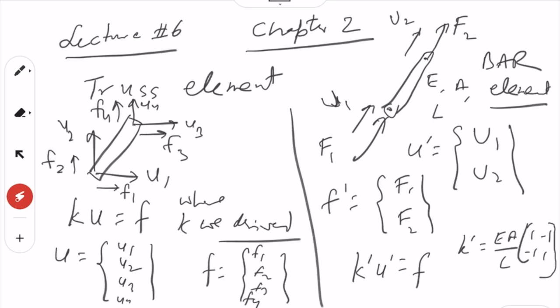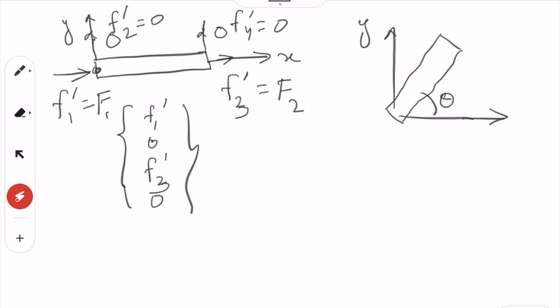So here our x is aligned with the axis of the bar only. Same thing I have drawn, but rotated basically. So I am using the same identities here, capital F1, capital F2, but writing in terms of a 4 degree of freedom system. So here our force vector becomes something like this, right? So let's call it F dash, capital F dash.